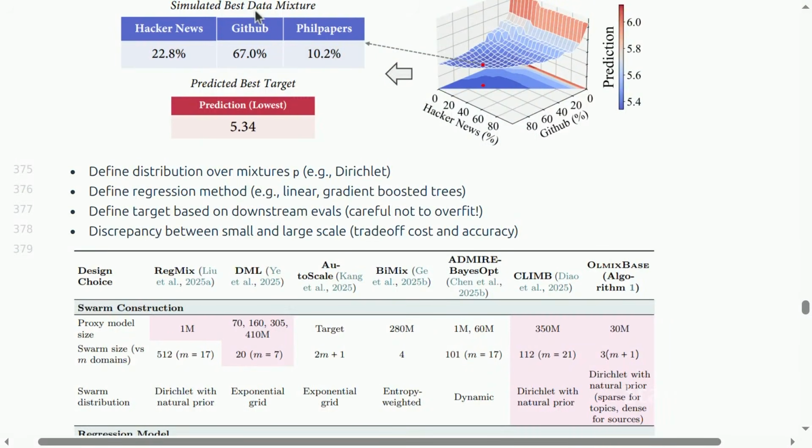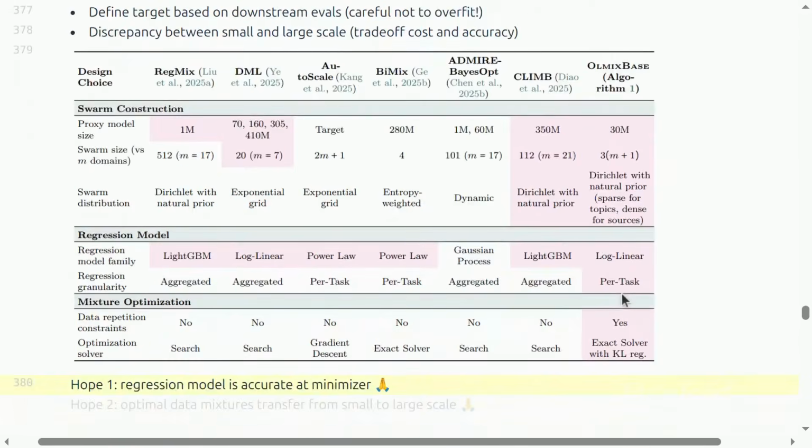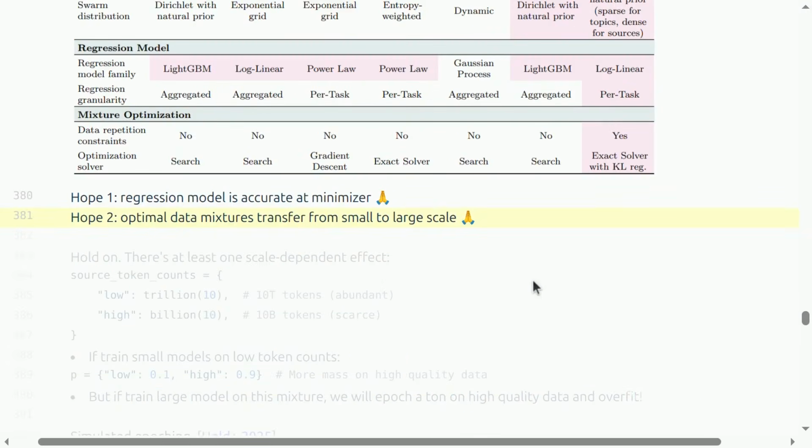You sample a mixture, and you fit a function, it should be able to predict in distribution. But when you're optimizing, you're essentially trying to go to potentially the extremes where you might not have as much coverage. So that's one thing to be careful of. And the other thing is that with optimal data mixtures, you just hope that they transfer from small scale to large scale.